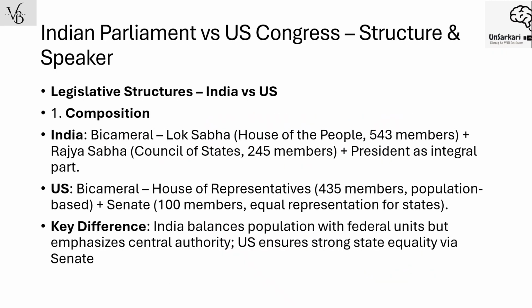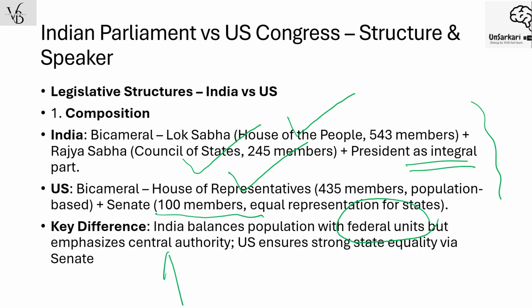So the composition, as I already said: the House of the People and the Council of States, and the President as an integral part. The House of Representatives, as I already said, has 435 members. It is population based, and the Senate has 100 members. The key difference I am again repeating is that India balances population with federal units but emphasizes central authority, whereas the US reflects strong state equality via the Senate. This is the difference you have to understand, and that is why we are revising it again.